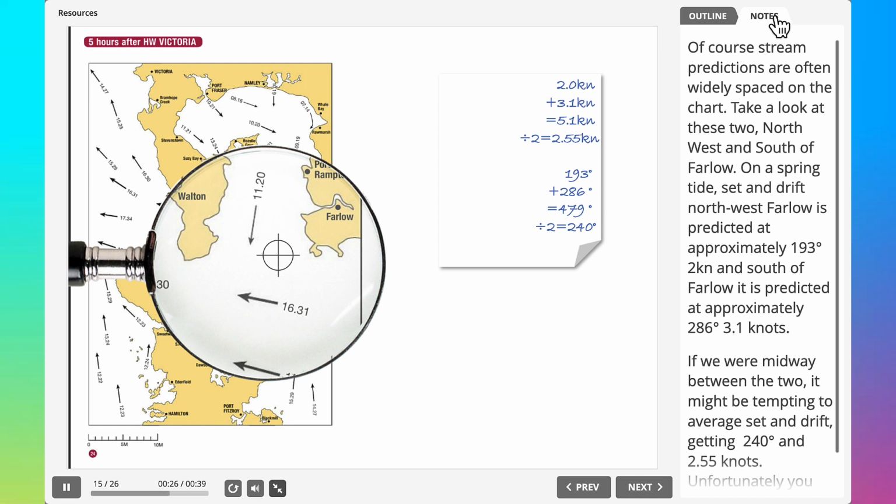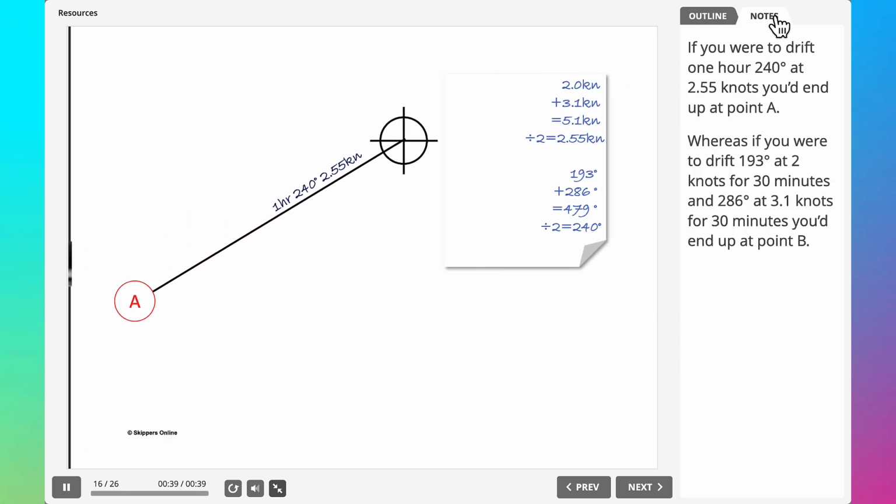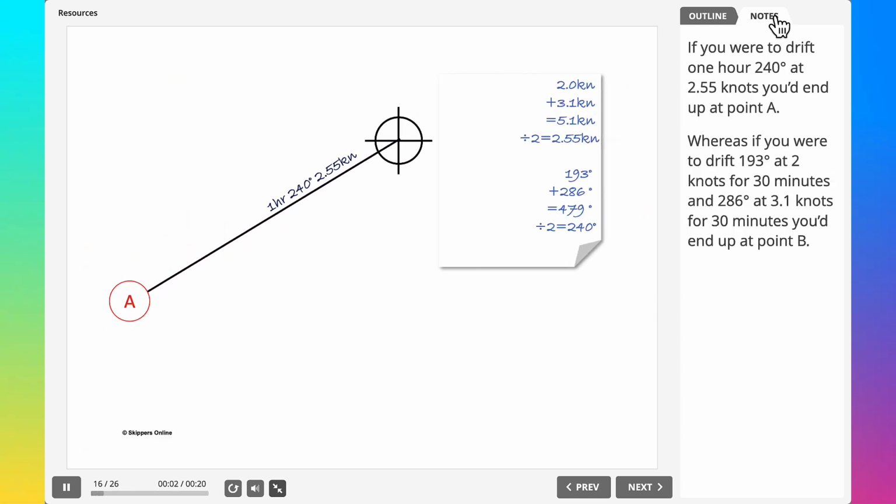If we were midway between the two, it might be tempting to average set and drift, getting 240 degrees and 2.55 knots. Unfortunately, you cannot average vectors like this. If you were to drift 1 hour 240 degrees at 2.55 knots, you'd end up at point A. Whereas, if you were to drift 193 degrees at 2 knots for 30 minutes and 286 degrees at 3.1 knots for 30 minutes, you'd end up at point B.